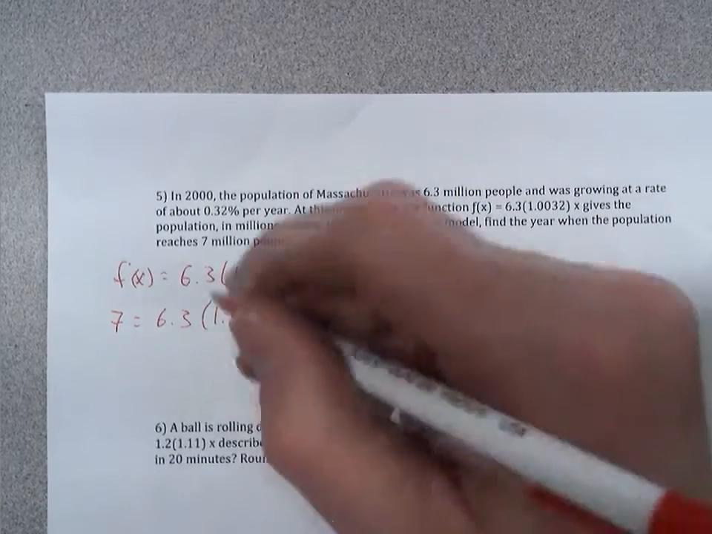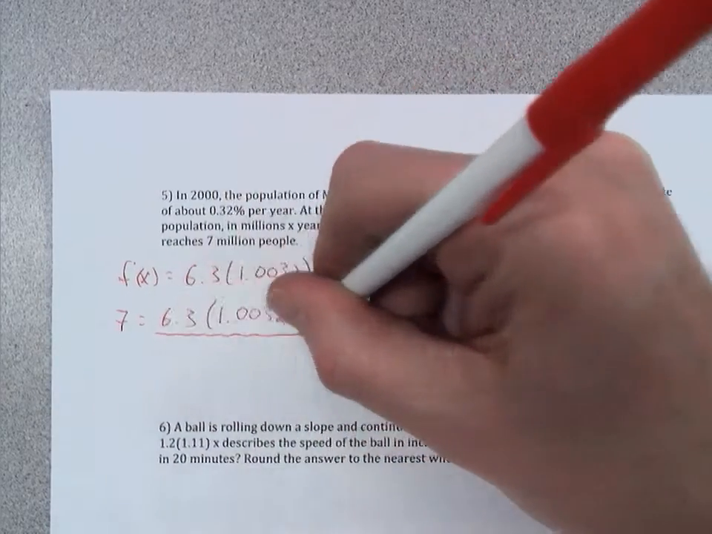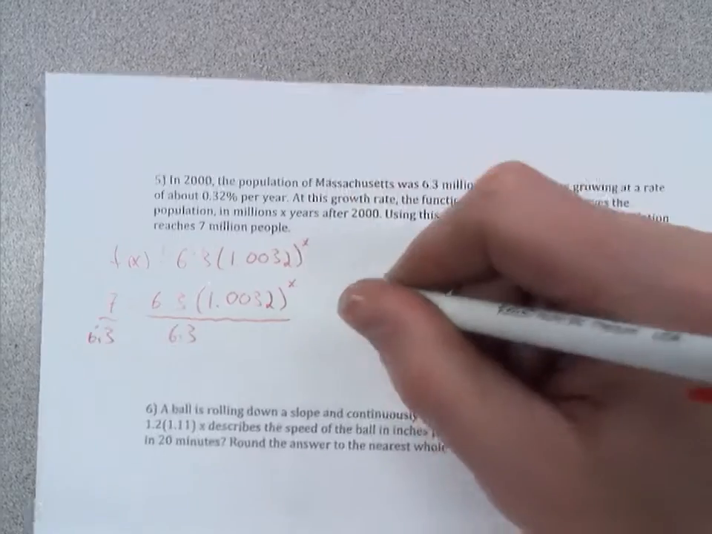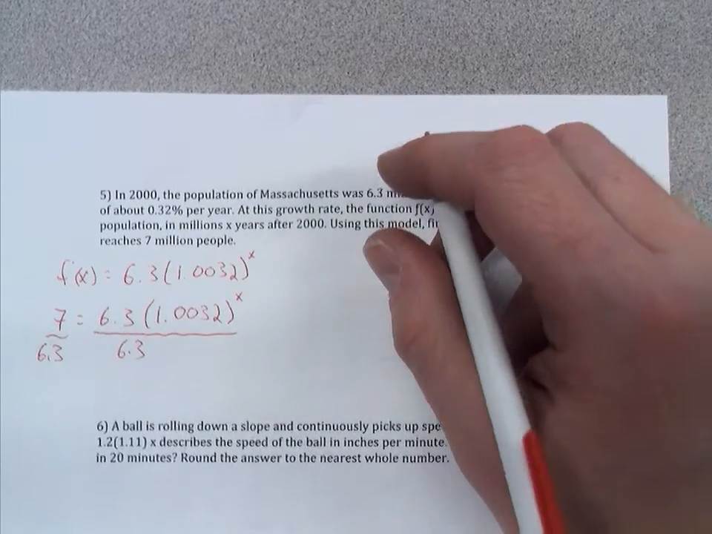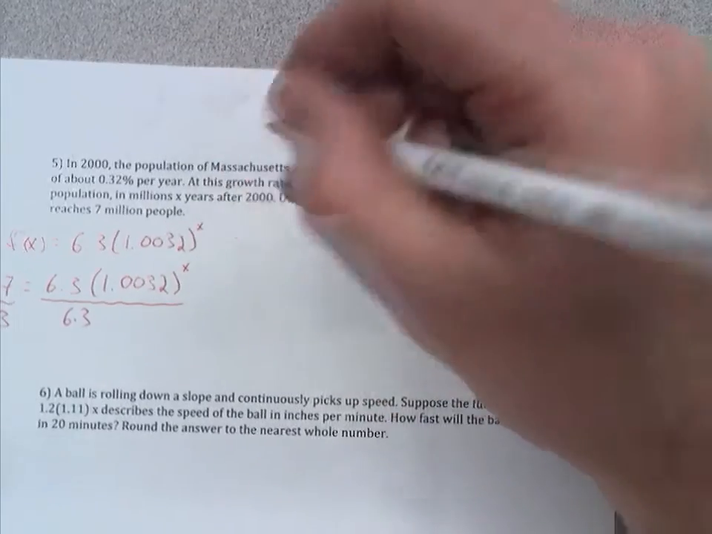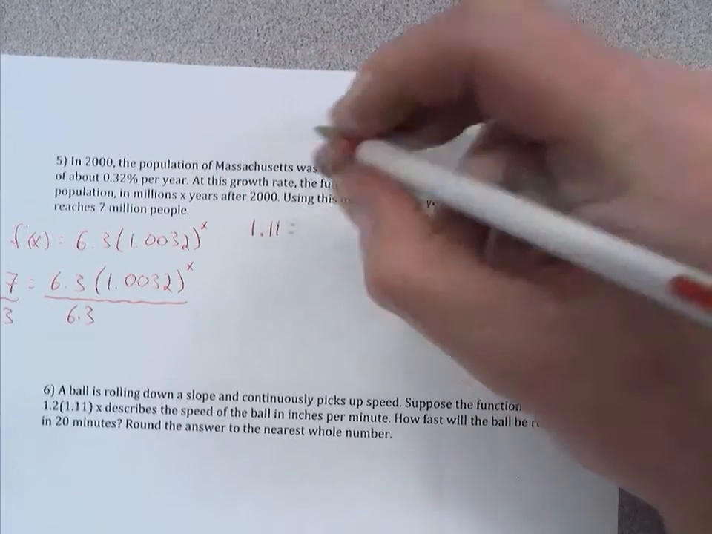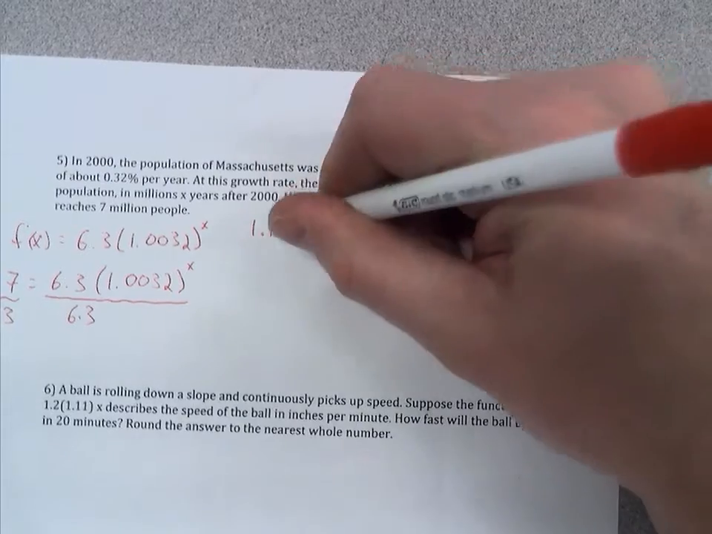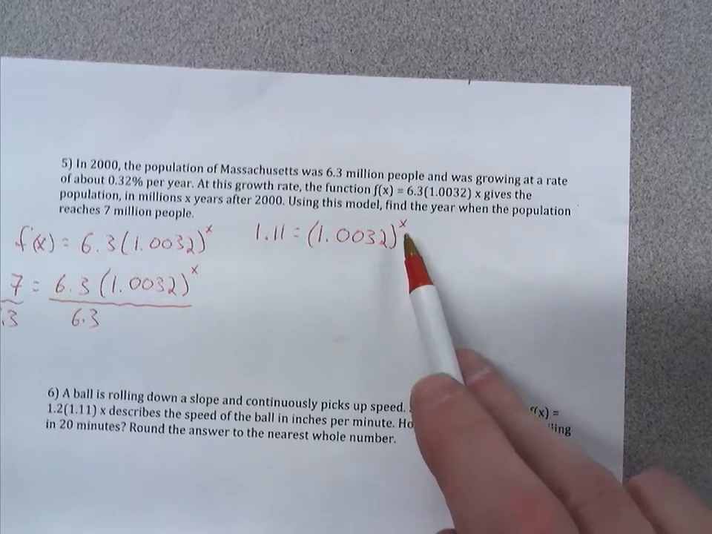So how can we do that? Well, first we need to move this 6.3, so we're going to divide both sides of the equation by 6.3. And we end up getting 1.111111 repeating, so we'll just round that off to 1.11 equals 1.0032 to the x power. Okay, so now we want to solve for x.